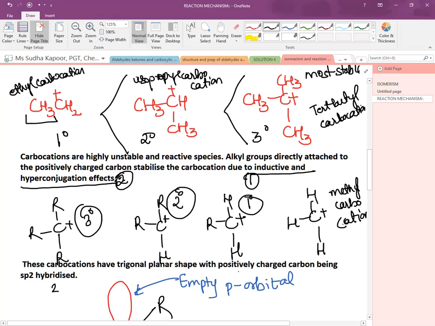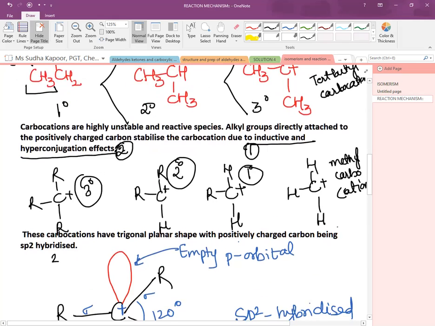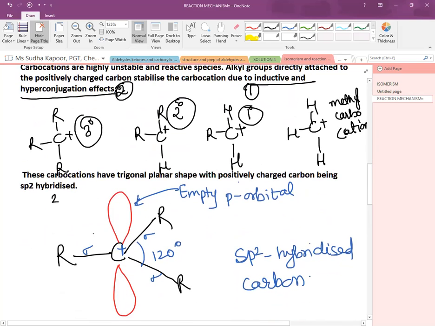Now, these carbocations are highly unstable and reactive. They are having a positive charge. They are sp2 hybridized in nature. One of the p orbitals is vacant, that is empty. And on the 3 sides, there are alkyl groups present. So this is the main carbocation intermediate.